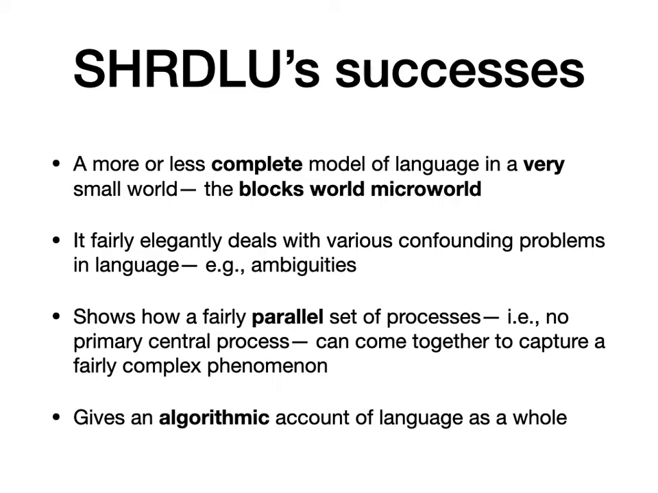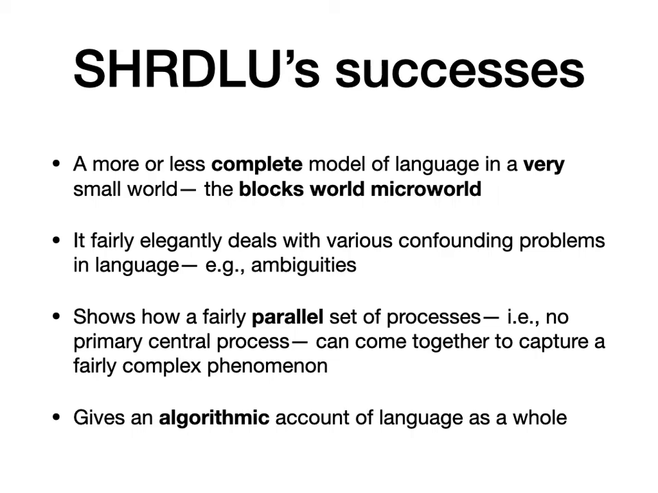Deals with them, like ambiguities, right? It has a fairly straightforward way of dealing with ambiguities, much like you might do if you were calling the bursar and then you need to talk to the registrar and you bounce around a little bit. You see who's got the answers, right? It also shows how this fairly parallel set of processes, so no primary central process handling everything, can help connect and capture a fairly complex phenomenon like language. Very brainy, very distributed cognition.